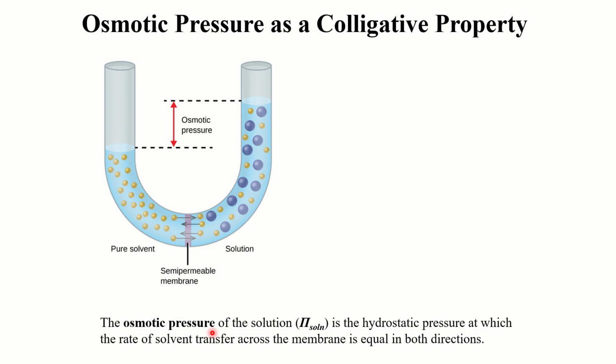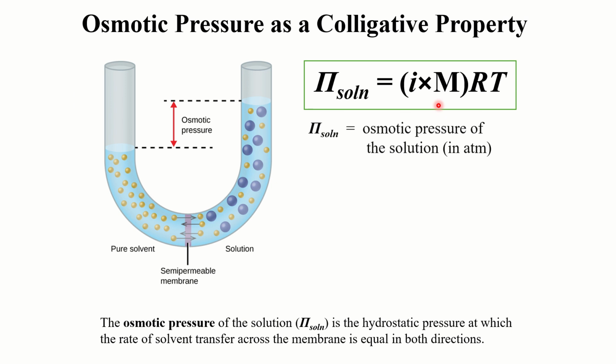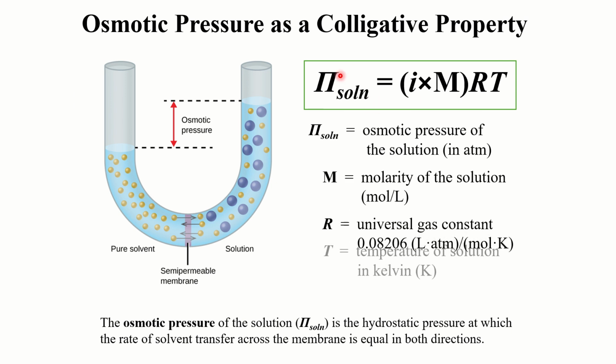So again, the osmotic pressure of the solution is defined by the capital Π. This is the Greek letter pi, but it's the capital version. So this Π solution is the osmotic pressure of the solution. Again, this is the hydrostatic pressure at which the rate of solvent transfer across the membrane is equal in both directions. It's defined with this equation: the osmotic pressure of the solution equals i times M times R times T. So i here is again the van 't Hoff factor. M is the molarity of the solution. R is the ideal gas constant, and T is temperature.